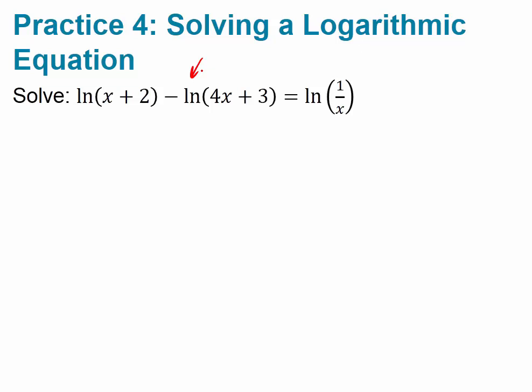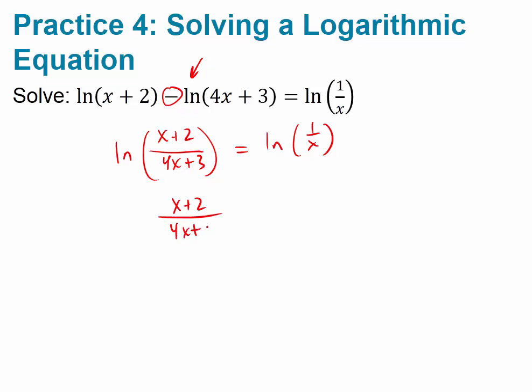All right, let's see. We want to condense this into a single log. Subtraction can be rewritten as division, as a single log of a quotient. So it'll be x plus 2 divided by 4x plus 3. And then that's going to be equal to the natural log of 1 over x. All right. Now, since these two natural logs are equal, these two algebraic expressions are also going to be equal.